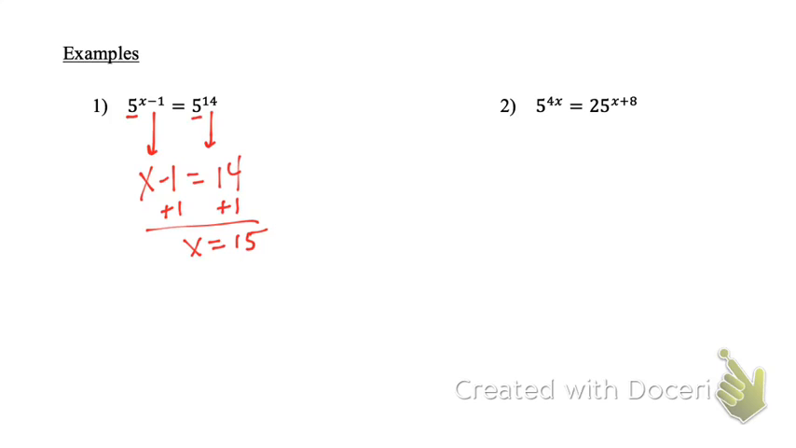Okay. So the next question that we should be thinking about is, well, what if they're not the same? Well, the answer to that is make them the same. We've got to make our bases be equal. So what's the way we do that? We change our 25 to 5 squared.